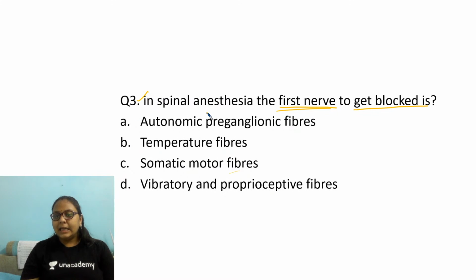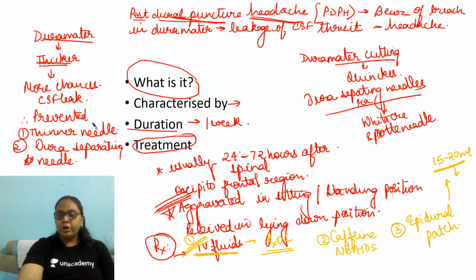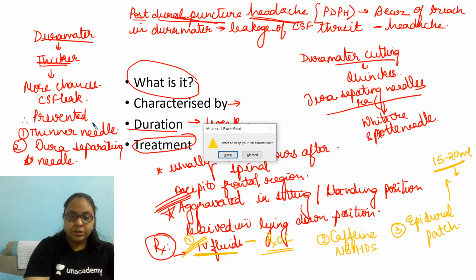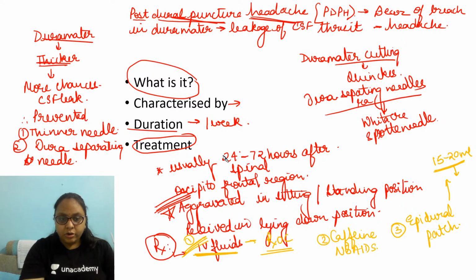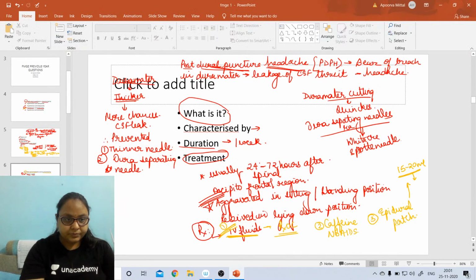Okay, in spinal anesthesia, the first nerve fiber to get blocked: no, it is not vibratory and proprioceptive, it is not somatic motor fibers. It is A, that is autonomic preganglionic fibers. So, before discussing this question, let me clear your doubt on the epidural patch.